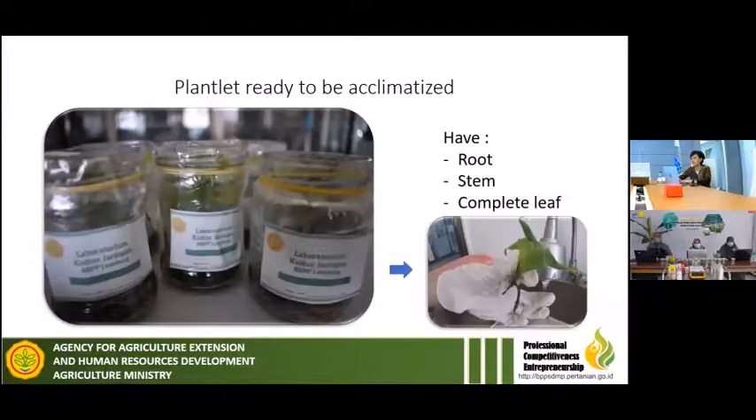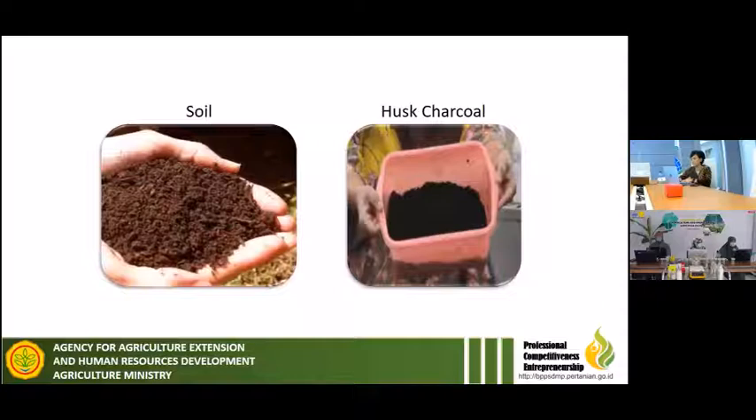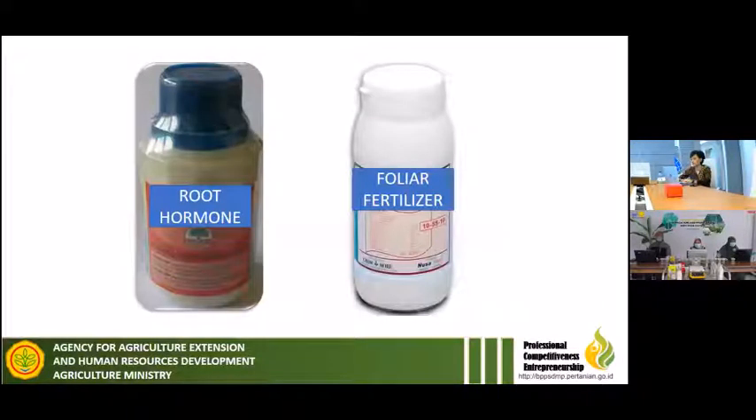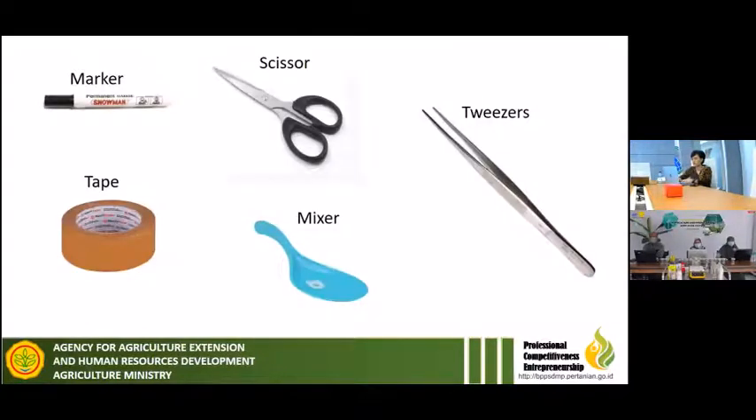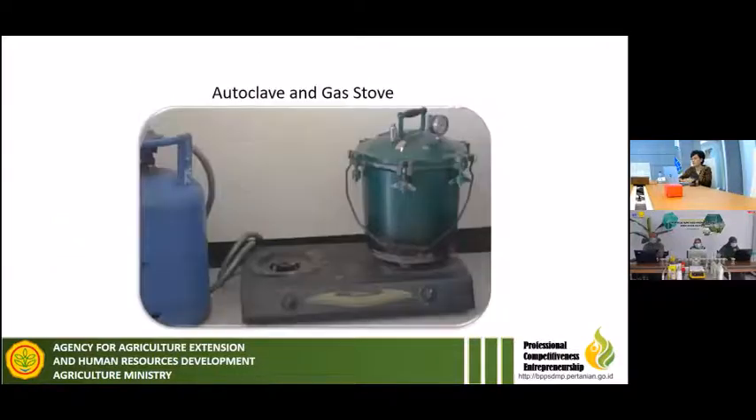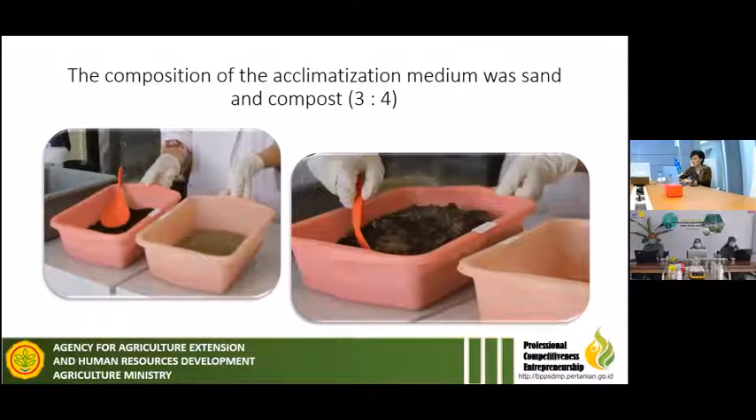And for the materials and tools, just like you saw in the video, you need complete plants in the tissue culture. So we need plantlets that have complete roots, stem, and also leaves. And also the acclimatization media, which is sand, compost, soil, and husk charcoal. We need root hormone and foliar fertilizer, fungicide and bactericide, plastic tray sprayers, and miscellaneous clear plastic, and also an autoclave.